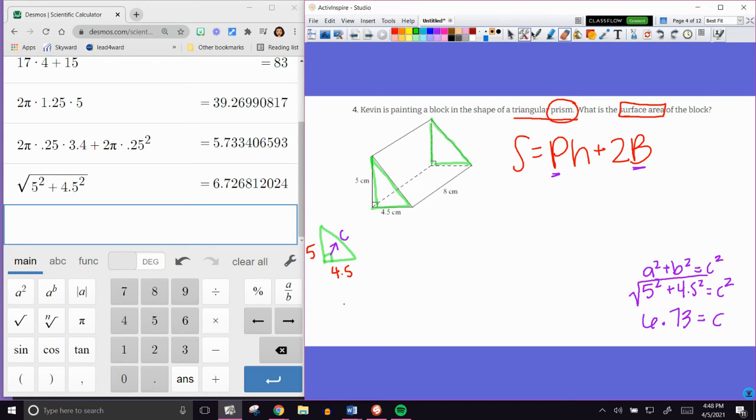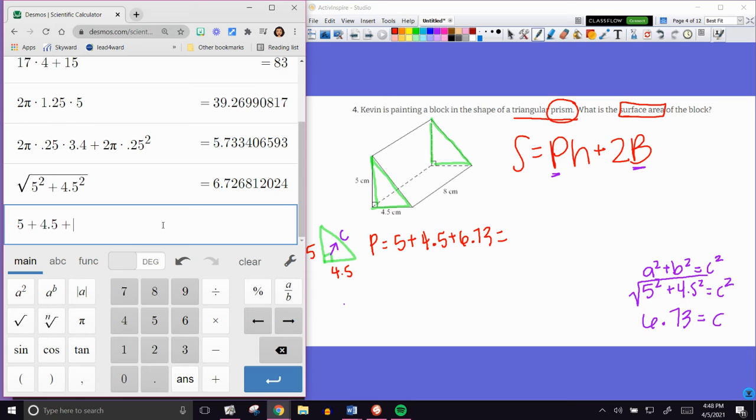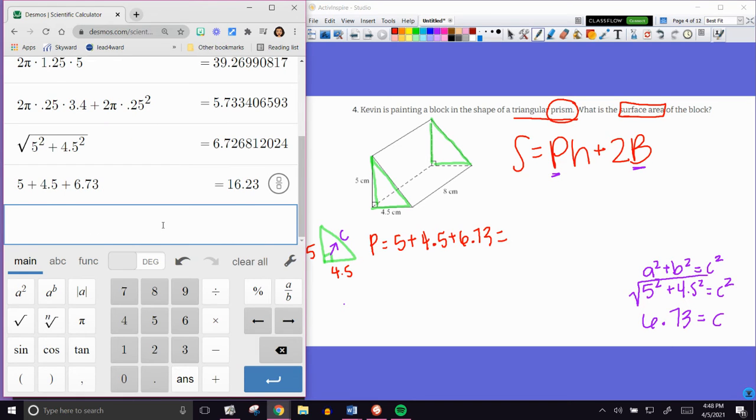So now I'm going to find my perimeter. I'm going to add up my 3 sides. So perimeter is going to be 5 plus 4.5 plus 6.73. So 5 plus 4.5 plus 6.73. The perimeter of this triangle is 16.23. And then I still need to find this capital B, which stands for my area of the base.